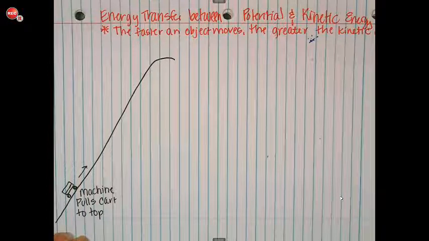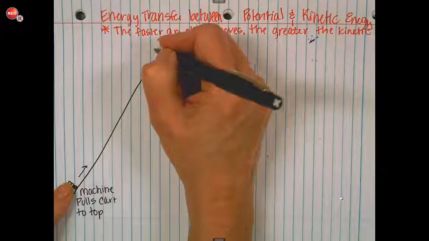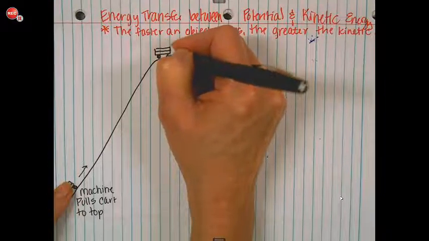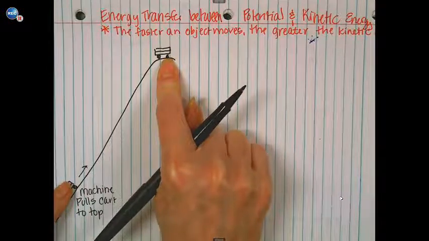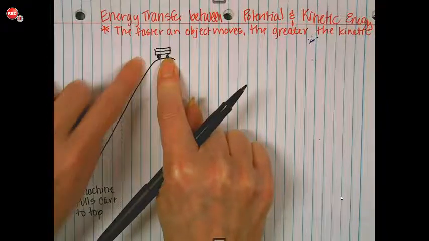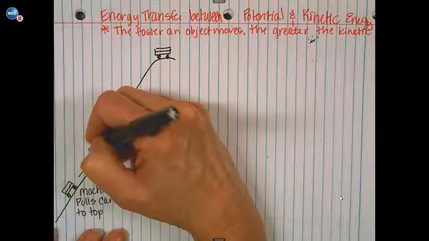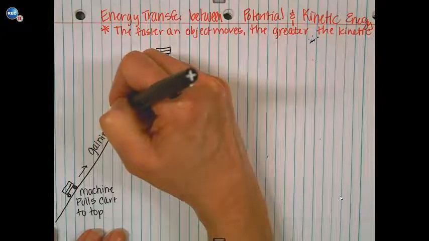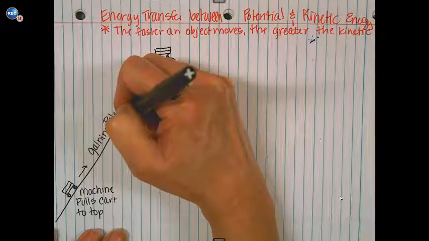All right, as it's being pulled to the top, it is gaining potential energy. From this point to where it's all the way at the top of that very first hill, the highest hill, it has its highest gravitational potential energy on this ride, whereas as it's being pulled up, it's been given potential energy through the machine. So it's gaining potential energy. Remember, we're talking about gravitational potential energy at this time.